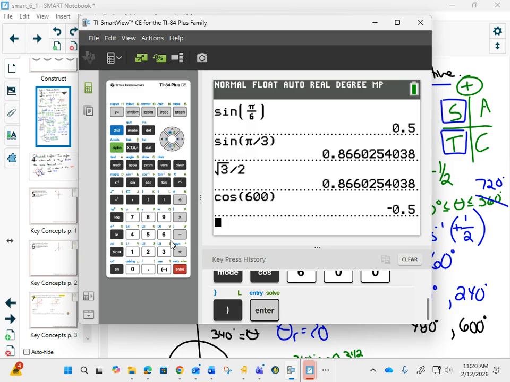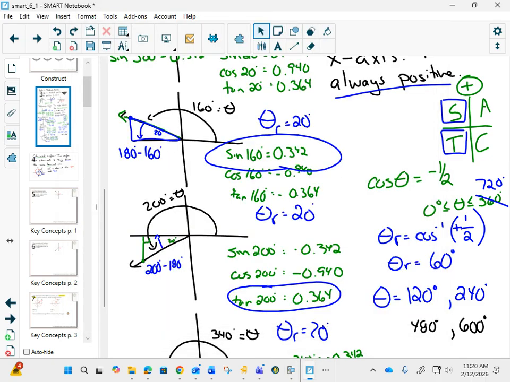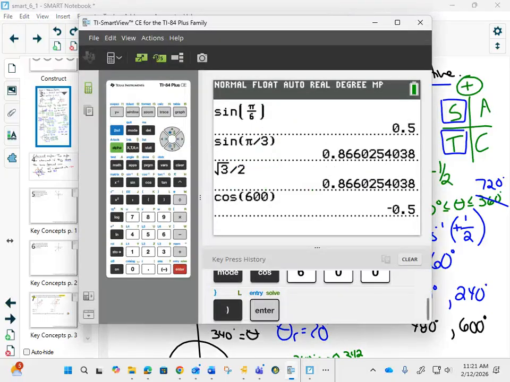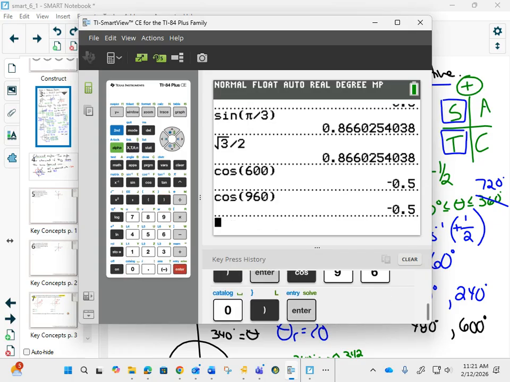My question to begin with was, what values of theta, when I type them in, give me negative a half? Well, if we find a reference angle, we found 120 and 240, but now we find out 480 and 600 work as well. Does it make sense that if you added 360 again, you'd end in the same spot? And so my guess is, if I had 360, 960, should I try that on my calculator? Is cos of 960 also going to work and give me negative 0.5? It does.